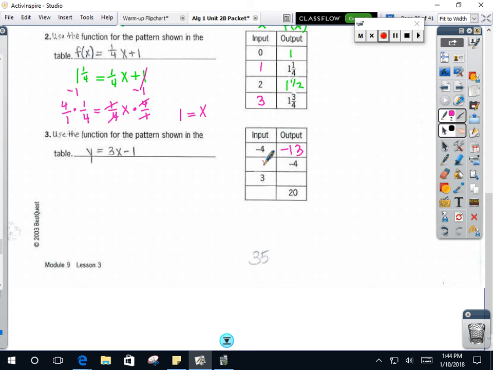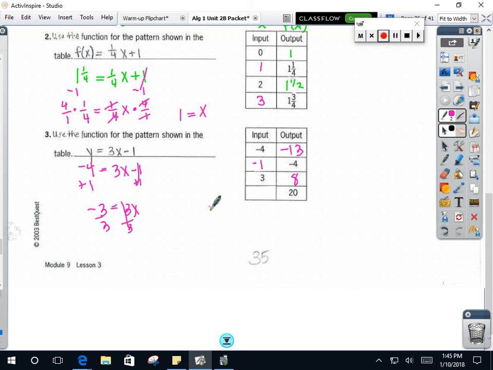Okay, what do you get for this input when the output is -4? -1. What about when the input is 3? 8. 3 times 3 is 9. 9 minus 1 is 8. Because -4 is a y value, so I put it in right there. And then I solve for the x by adding 1 to the other side, giving me a -3 on the left, 3x on the right. Then when you divide by 3, that becomes a -1.